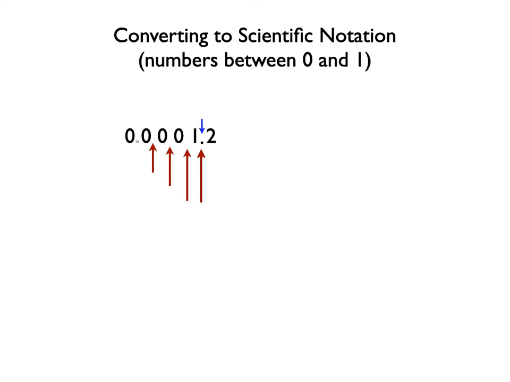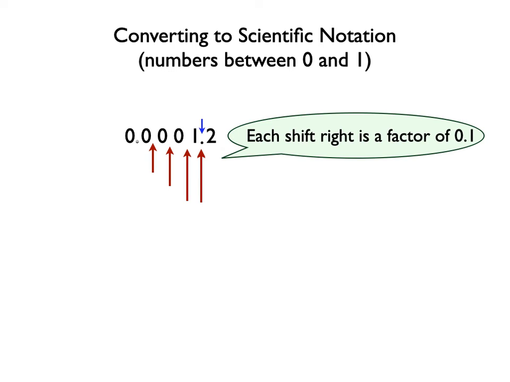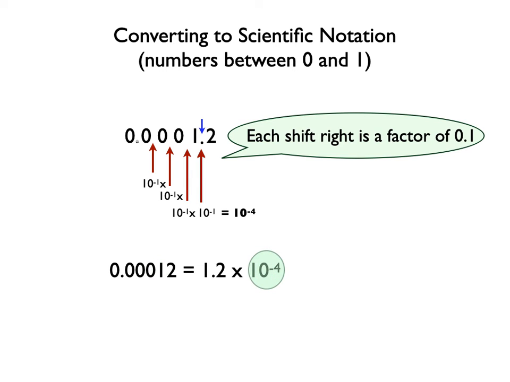Since we've gone to the right, each decimal place represents a factor of 1/10, or 10 to the minus 1, so the 4 places represent a factor of 10 to the minus 4th. That is, 0.00012 is the same as 1.2 times 10 to the negative 4th power. Again, we can check. Notice that the 1 in our original number is in the 10,000ths column, and 10 to the minus 4th is indeed 1/10,000th.